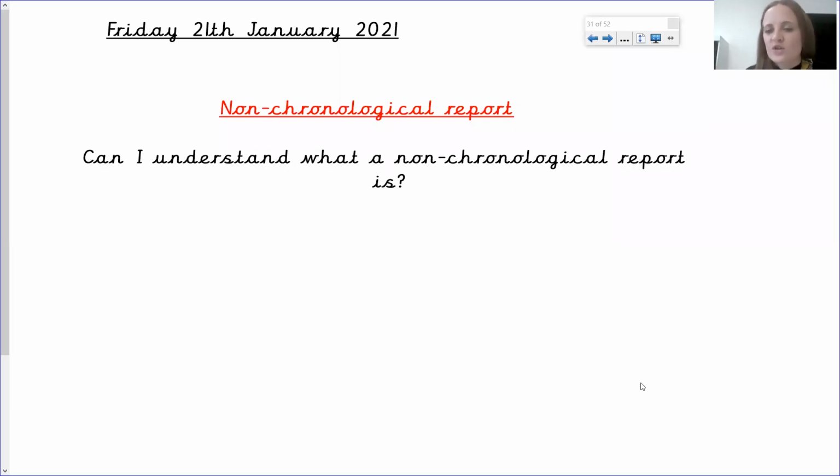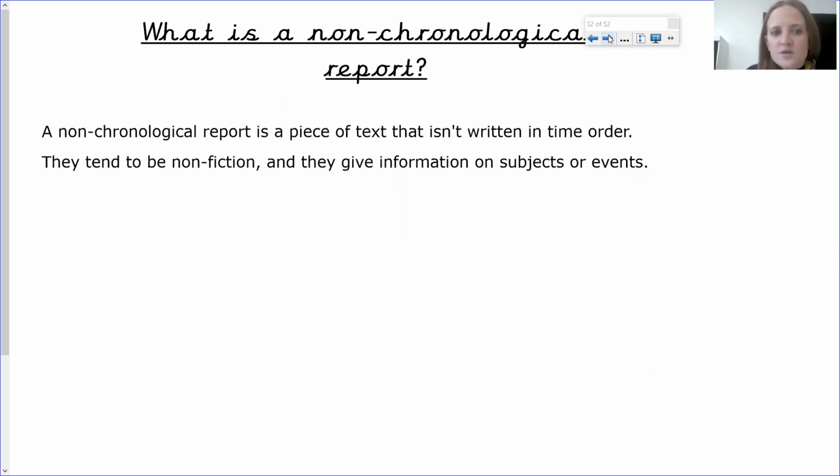Today, we are going to be looking a little bit more at a non-chronological report. So our LO today is the following. Can I understand what a non-chronological report is? A non-chronological report is a piece of text, a bit of writing that isn't written in time order. We know that the word chronological means it's in time order, so non-chronological is another way of saying not chronological. It isn't written in time order, and it can be written in different ways with different pieces of information.